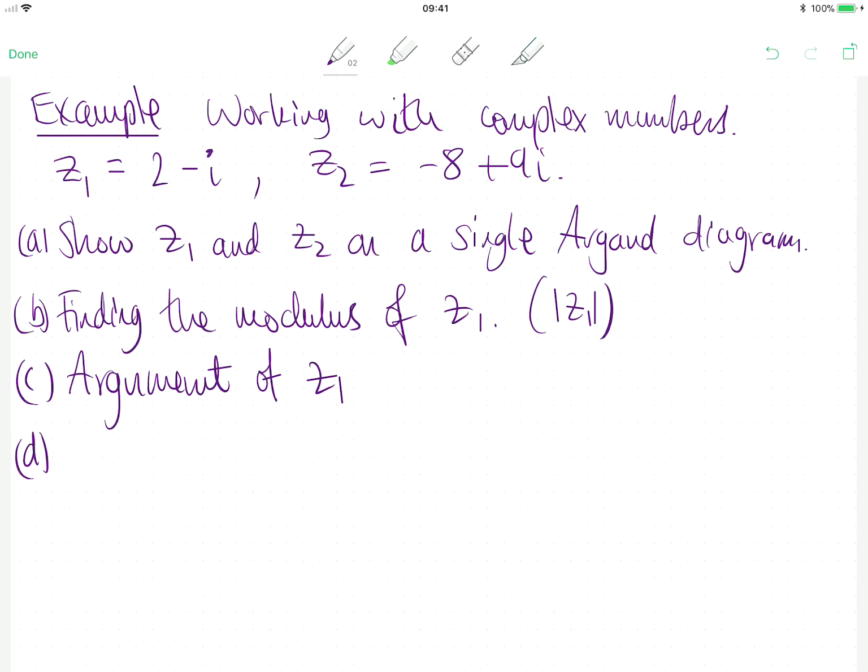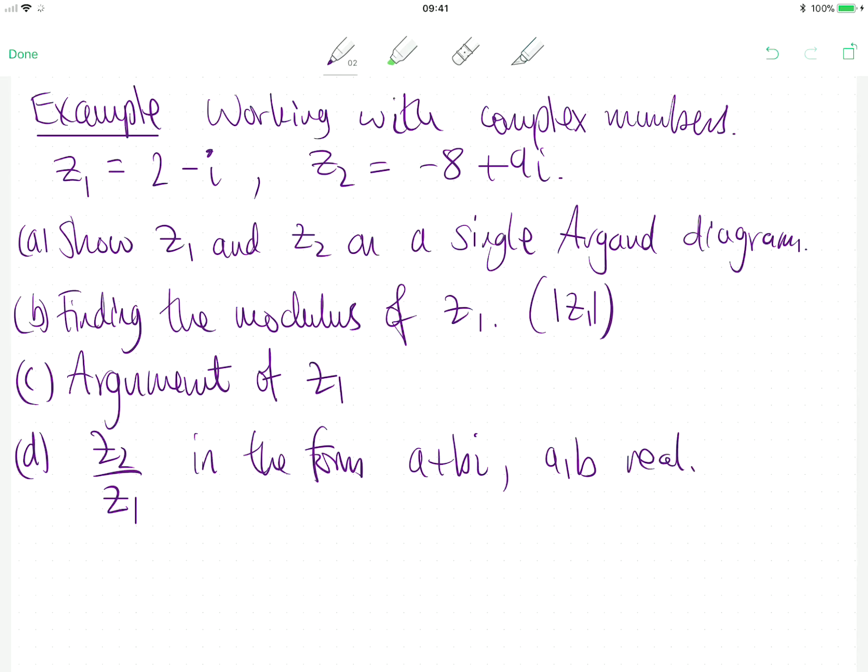and finally let's take a look at finding the quotient, so the result from dividing Z1 by Z2, and I want to write this in the standard form for complex numbers, which is a plus bi, where a and b are real numbers. So there you go, this is the problem we're going to take a look at in this video. Let's start with a, showing the points in the Argand diagram.